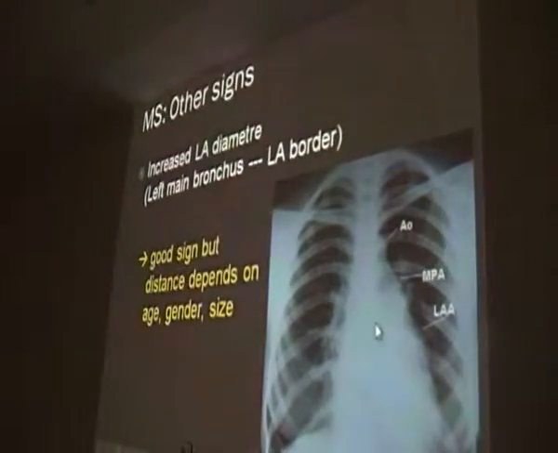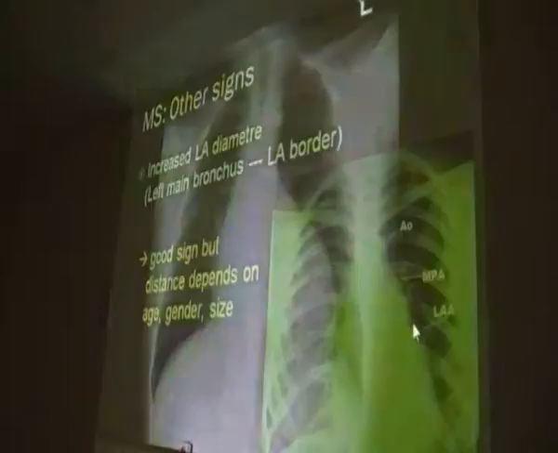So it's from the left main bronchus here until here, somewhere around here. You can see the diameter increase, how much I don't know. It's a good sign, but it depends on age, gender, and size. So not very useful also. So remember, smoothing of this contour is the most important thing you should look for in mitral stenosis.